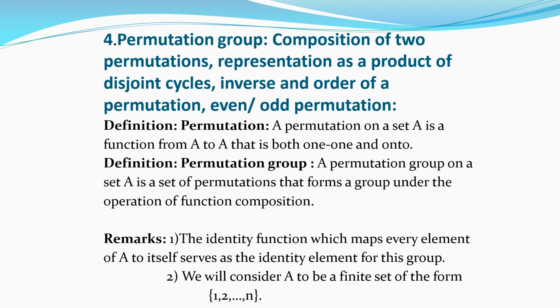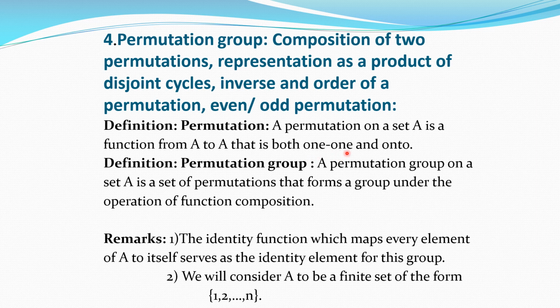Now, next is permutation group. Composition of two permutations, representation as a product of disjoint cycles, inverse and order of a permutation, even and odd permutation. Now, what is permutation? A permutation on a set A is a function from A to A that is both 1-1 and onto. So, 1-1 is nothing but injective. It means distinct elements of A are mapping to distinct elements of A. Means no two distinct elements are mapping to the same element.